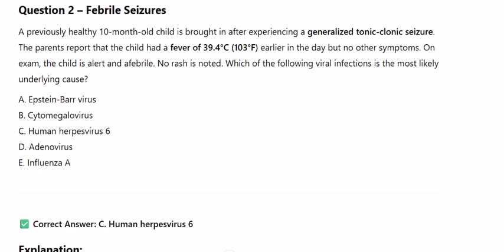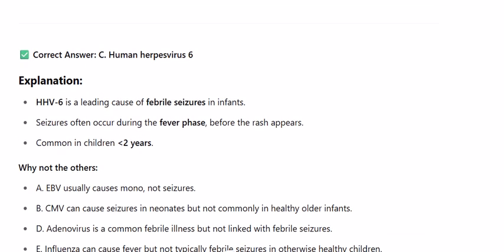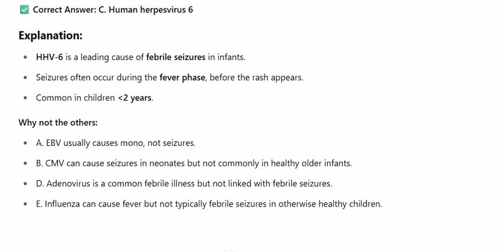A. Epstein-Barr virus, B. Cytomegalovirus, C. Human herpes virus 6, D. Adenovirus, E. Influenza A. Correct answer C. Human herpes virus 6. Explanation: HHV6 is a leading cause of febrile seizures in infants. Seizures often occur during the fever phase before the rash appears, common in children under 2 years.